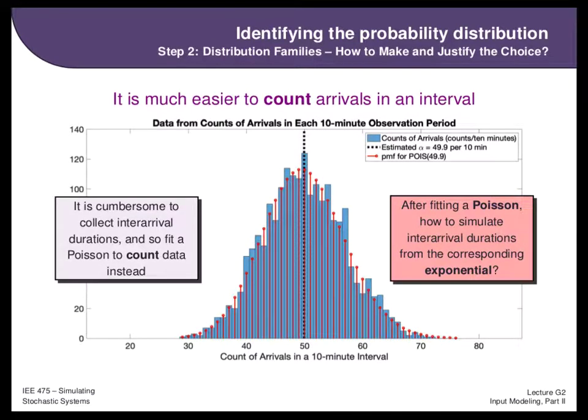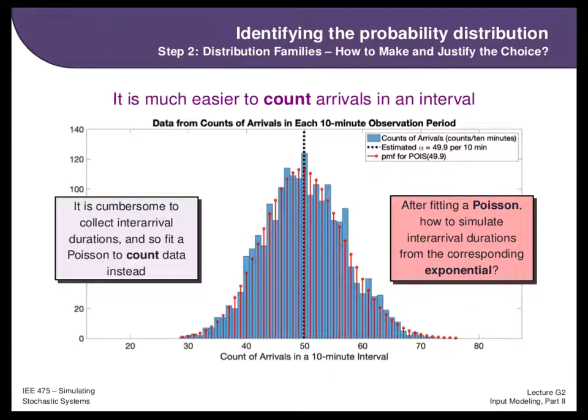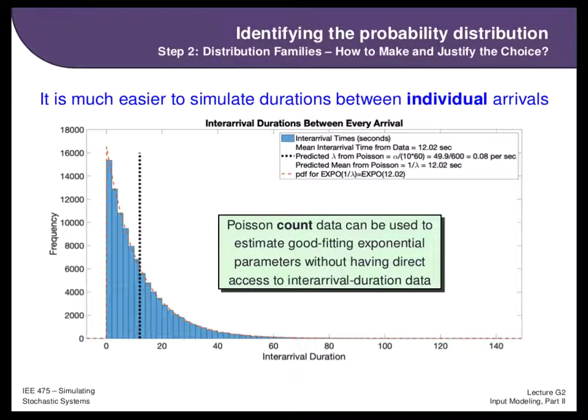So even if you want to simulate exponential interarrivals in your simulation, you don't have to take exponential data. You can take Poisson data and divide by your interval length, and you'll end up getting a really nice fitting exponential. So that makes data collection much, much easier. And you'll have more practice at that in the lab.